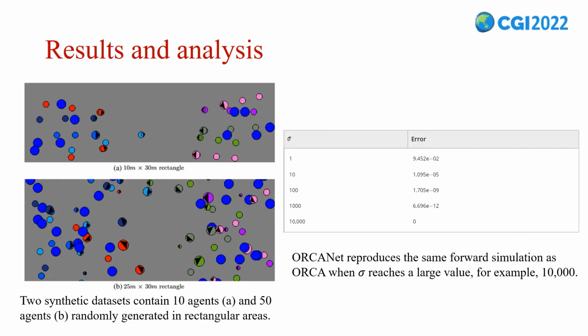We first generate two synthetic datasets with different numbers of agents for the subsequent experiments. Then we evaluate the simulation accuracy of ORCAnet with an open-source ORCA framework to demonstrate its effectiveness in approximating ORCA. We can see that the error decreases as the hyperparameter sigma increases. ORCAnet reproduces the same forward simulation as ORCA when sigma reaches a larger value.